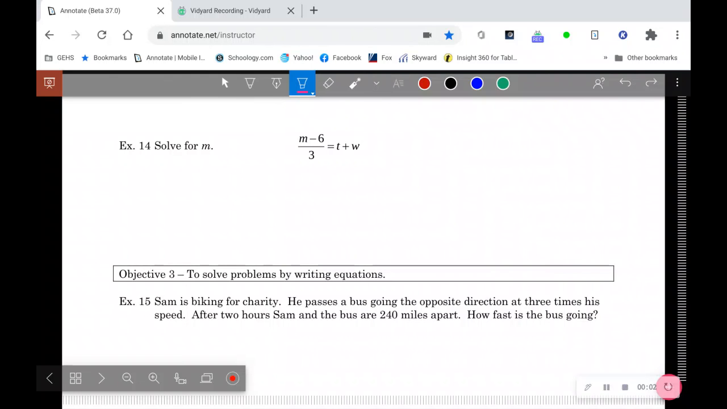This is Mr. Peterson, and I'm continuing the notes for section 1.3. This is the third page in that note packet for Algebra 2.